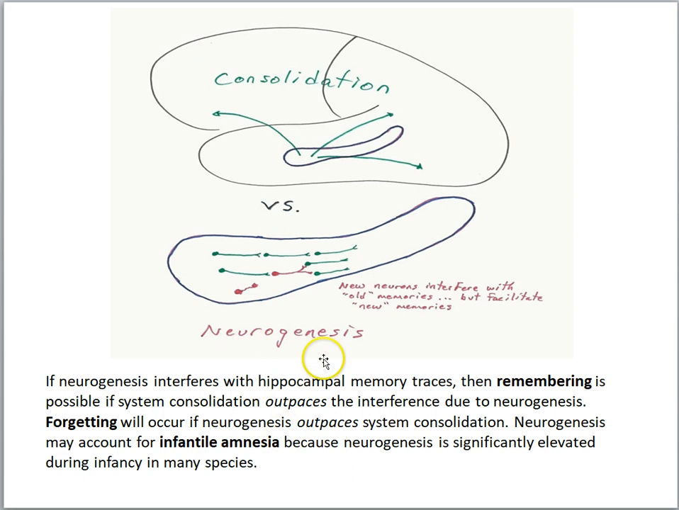So in this lesson, we're going to take a look at some evidence that neurogenesis really does interfere with prior memories, and then in part 2, we'll look at how neurogenesis may be preparing the hippocampus for future learning.